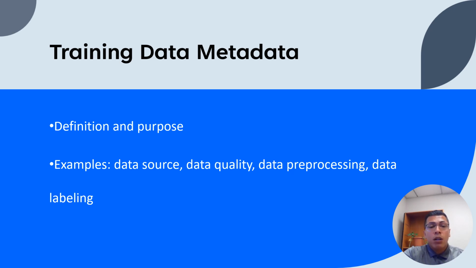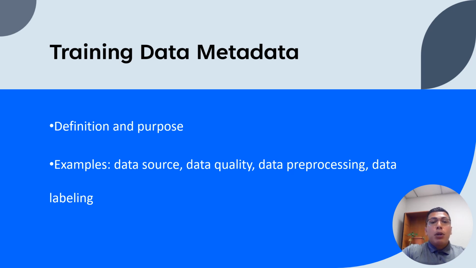There's also data quality. Metadata describing the quality of the data, including the presence of missing values, duplicate records, or inconsistencies. Data quality metadata helps to identify potential issues that may affect the performance of AI models and guide data cleaning and pre-processing efforts. There's also data pre-processing.